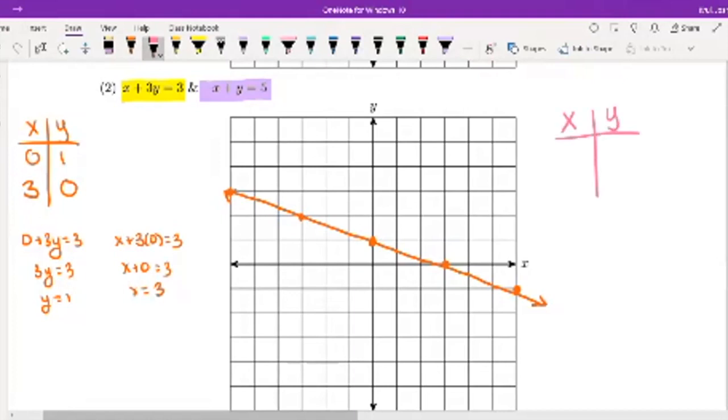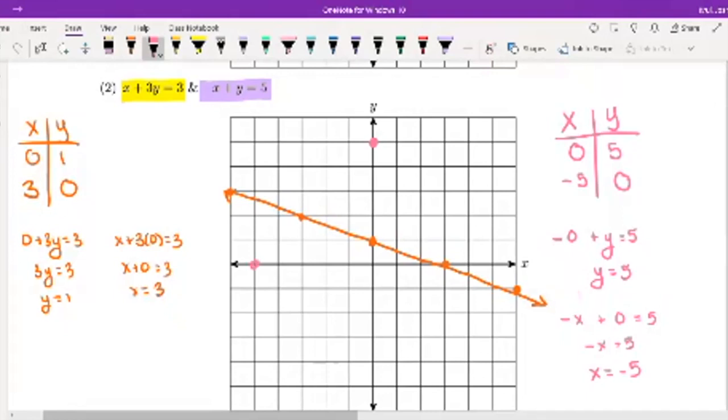That would be negative x plus y is equal to 5. So let's plot our zeros. Negative x plus y is 5. That means that y is 5. And then negative x plus 0 is 5 means that negative x is 5, but that implies that x must be negative 5. So we're plotting the point 0, 5, and negative 5, 0.